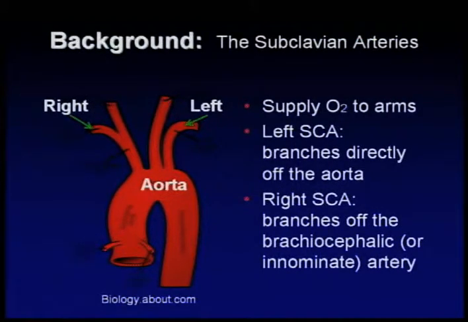The subclavian arteries provide oxygen to the arms. Both of these arteries are found under the clavicle bones. However, the left subclavian branches directly off the aorta, while the right is one of two branches off the brachiocephalic or innominate artery, the other branch being the right common carotid artery.